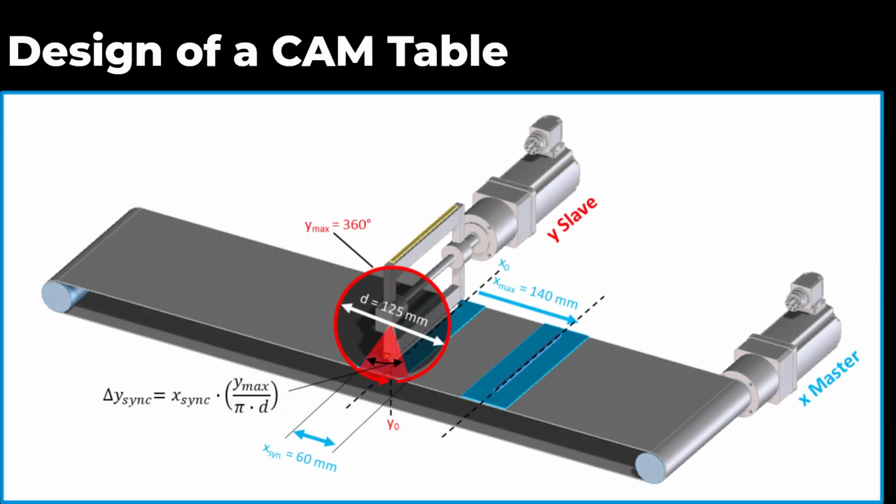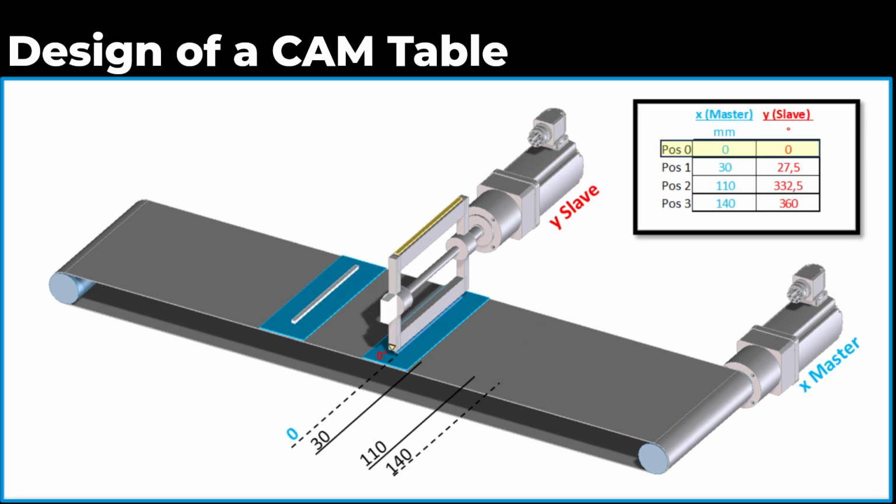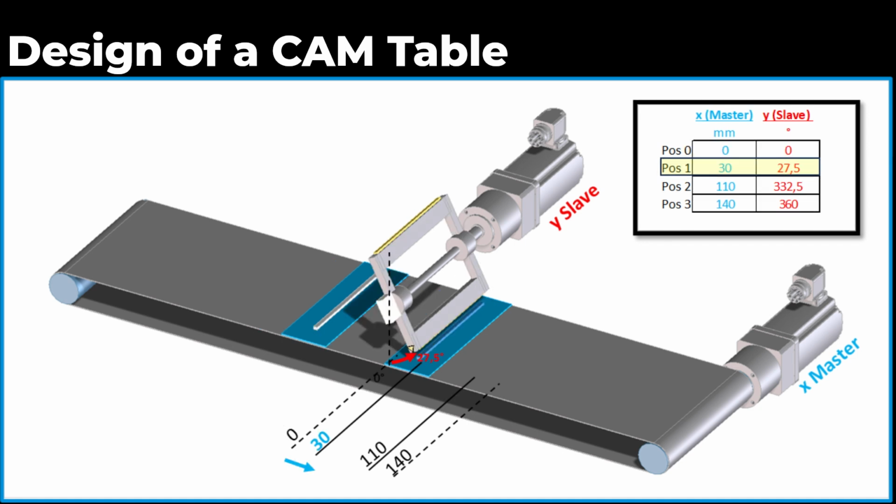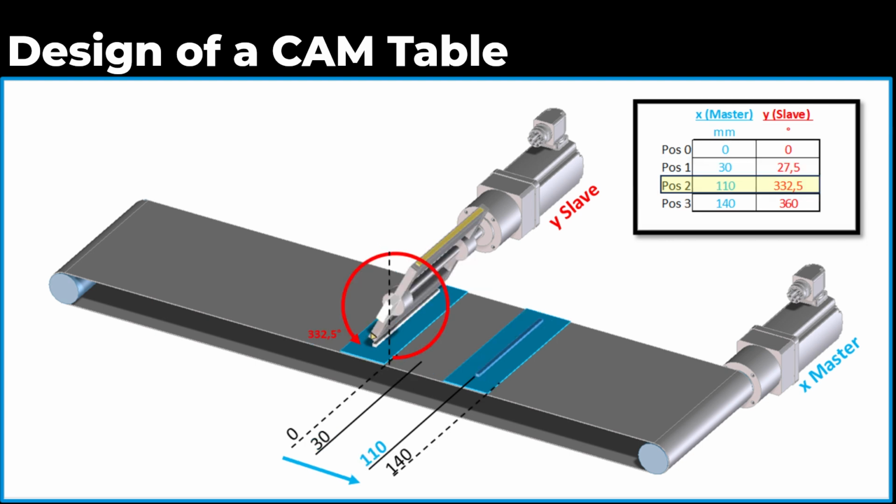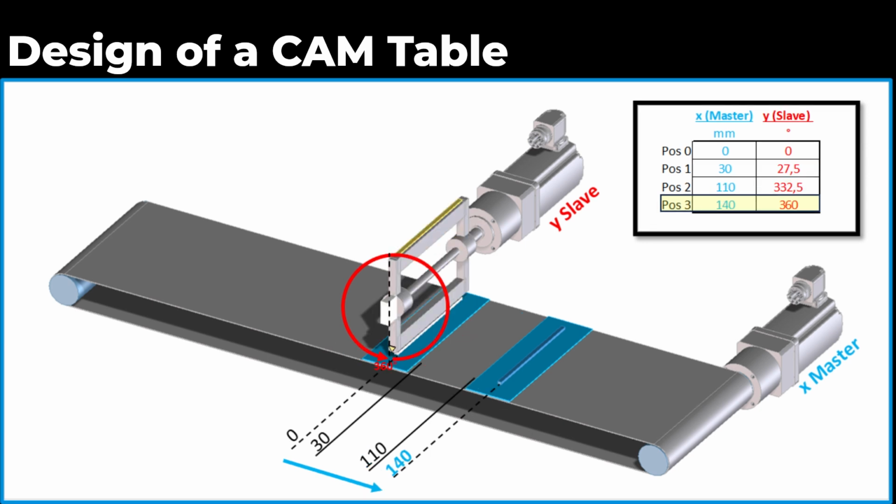I will now proceed to create and design the CAM table. This is the information needed to create a CAM table for my Rotary knife application. The initial position of each drive should be 0 and both axes are synchronized. The position number 1 is when the synchronization of the axes is finished. The position number 2 is when the synchronization of the axes should start. And the position number 3 is the same as the initial position where both axes are synchronized. I will use these values to create my CAM table in the PLC.